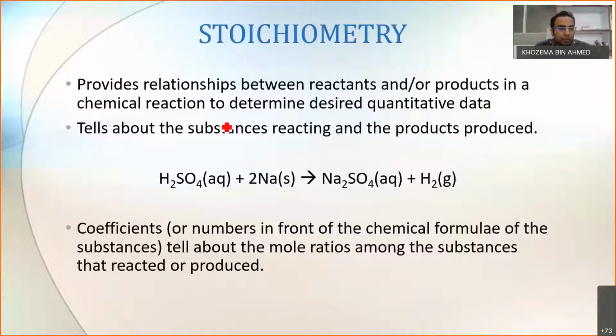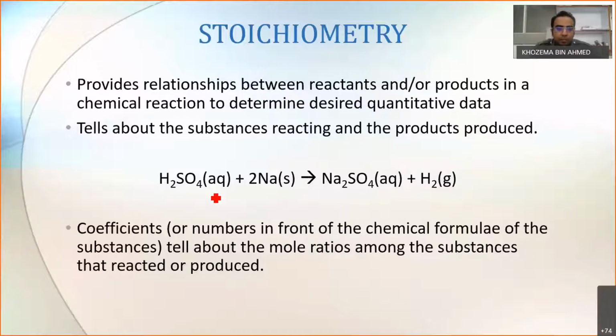So stoichiometry is basically a principle which provides the relationship between reactants and/or products in a chemical reaction to determine the desired quantitative data. Okay, so we use stoichiometry to find the relation between our reactant and product and to find the desired quantitative data. It also tells us about the substances reacting and the products produced.